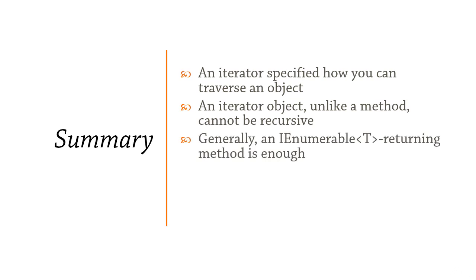Generally, we have IEnumerable of T, and IEnumerable of T returning methods are typically enough. So if you need to expose, for example, the idea of traversing a tree in different ways, you would have a method for each of the traversal mechanisms.